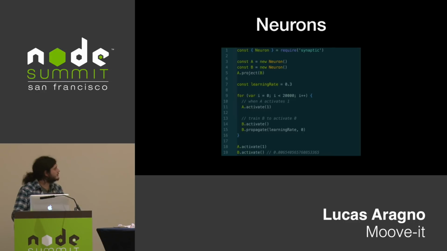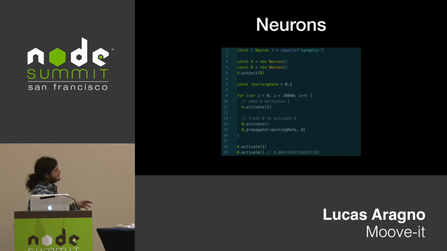So if we wanted to train B to output 0 every time that A activates with 1, this is how we do it. We do the same thing as before: create the 2 neurons and project one to the other. We set up a learning rate that will be important for our propagation. And then we have a for loop that's our training session. This training session has 20,000 iterations.